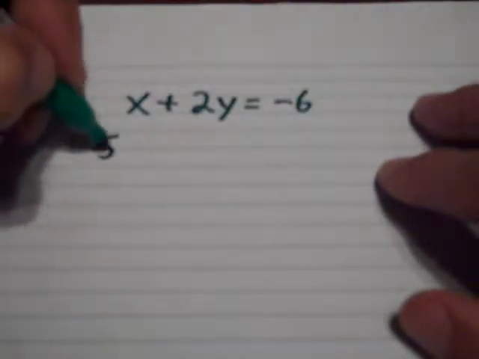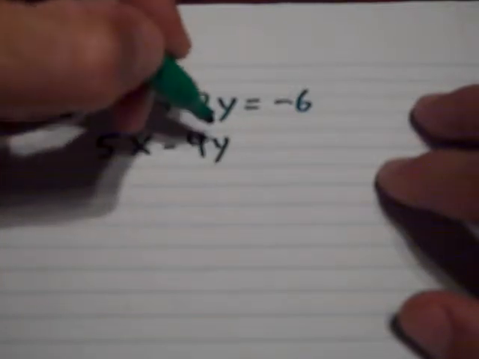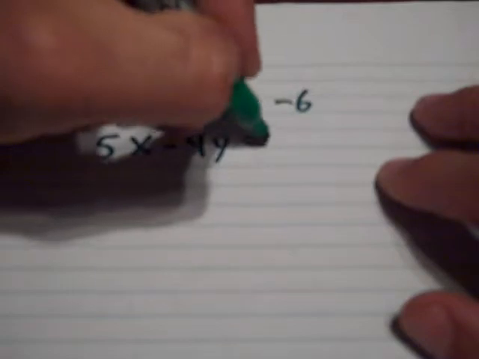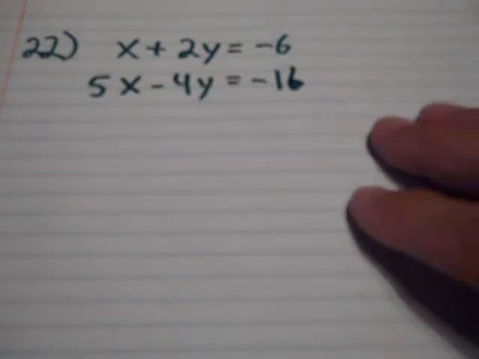Okay, problem number 22 from the geometry pre-test. This is number 22. We have x plus 2y is equal to negative 6, and we also have 5x minus 4y is equal to negative 16. So we're going to try the substitution method and solve this system of equations.